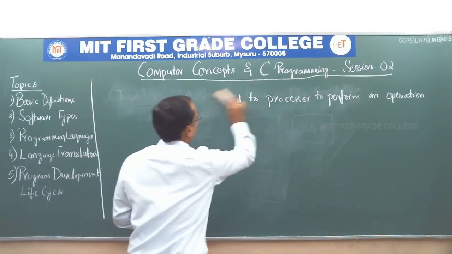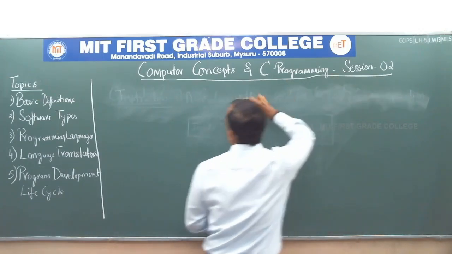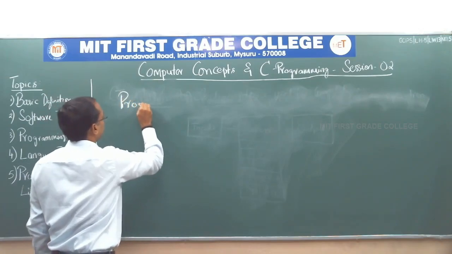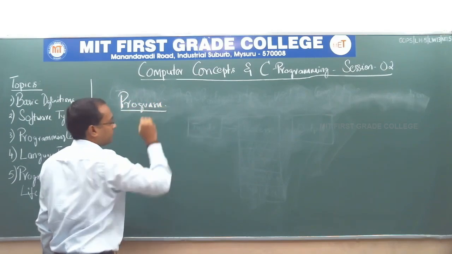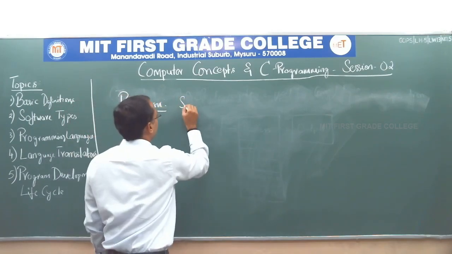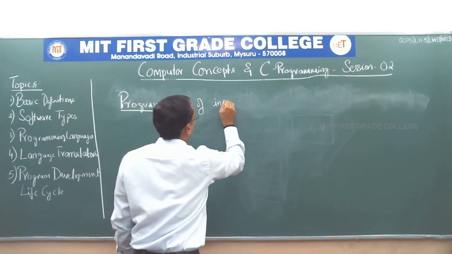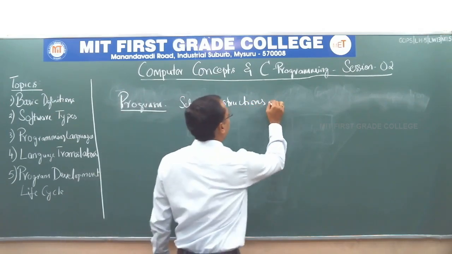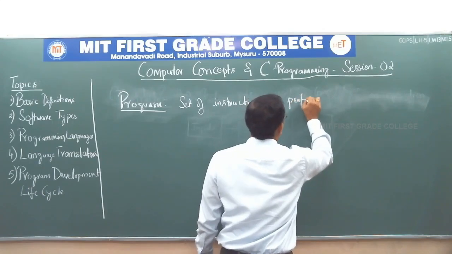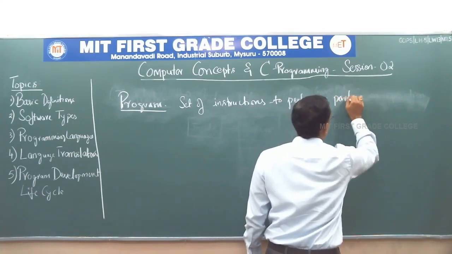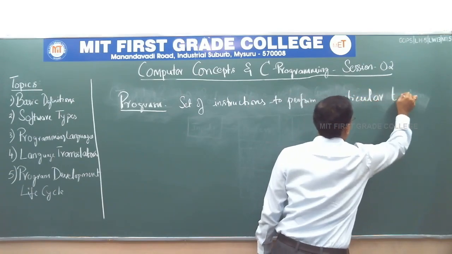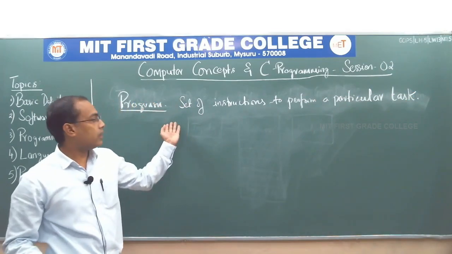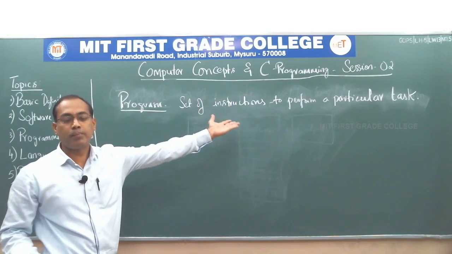Next, we will see the definition for program. Program is called a set of instructions. To be precise, a set of instructions to perform a particular task. That is, program is nothing but a collection of instructions to perform a particular task.